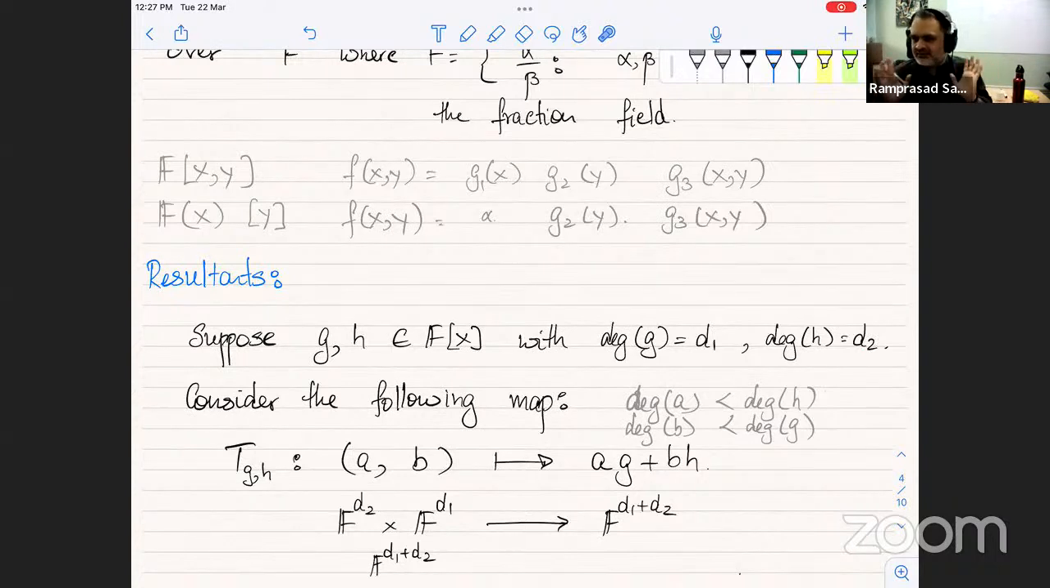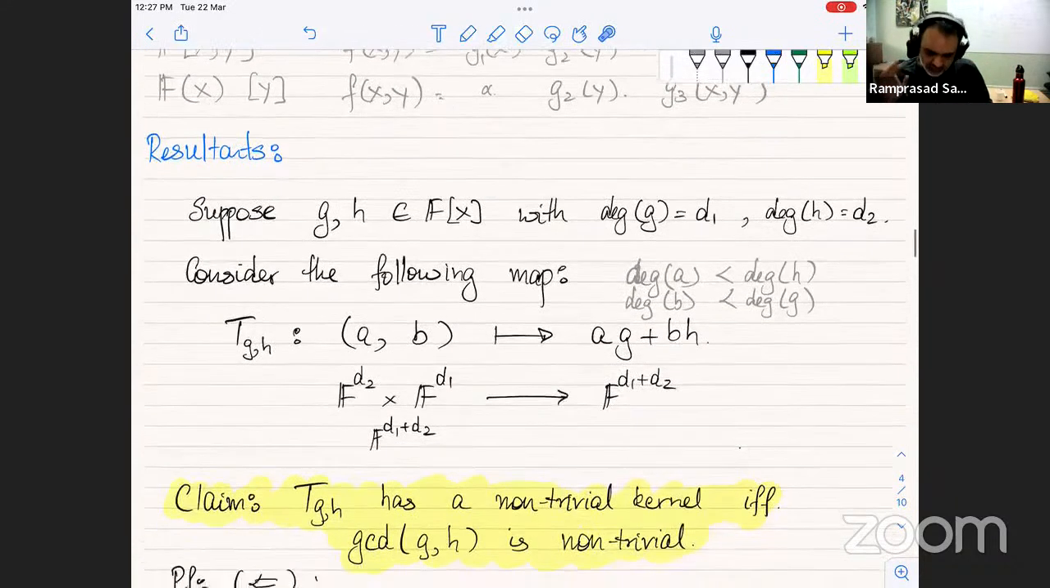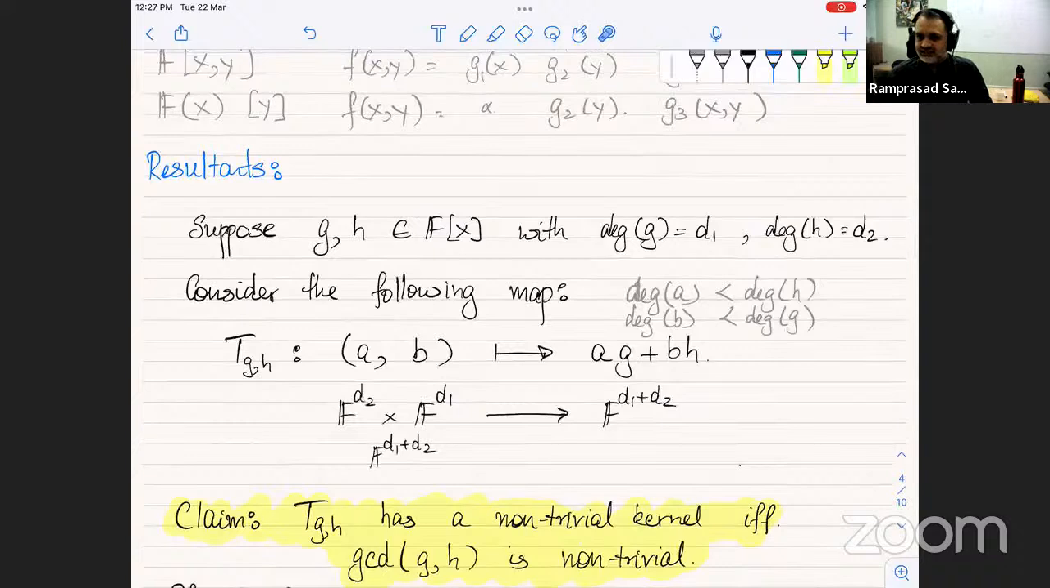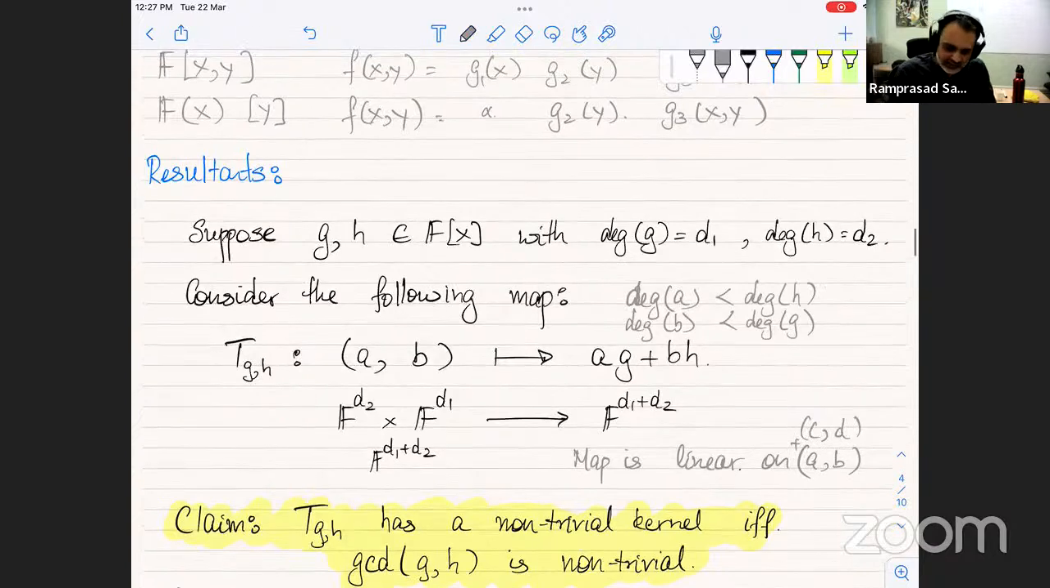It's just some operation, but here is the cool part. Firstly, I claim that this map is linear on a and b. Well, naturally, right? Because if I want to know the map on a and b, and on c and d, and I add these two up, it's the same thing as applying the map on a comma b and applying the map on c comma d and adding. So this is actually a linear map. It's some linear transformation from d1 plus d2 coordinates to d1 plus d2 coordinates.